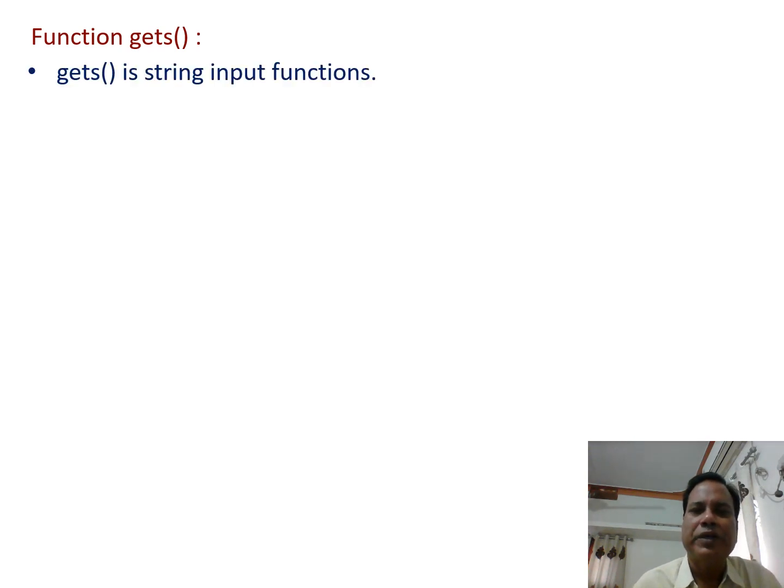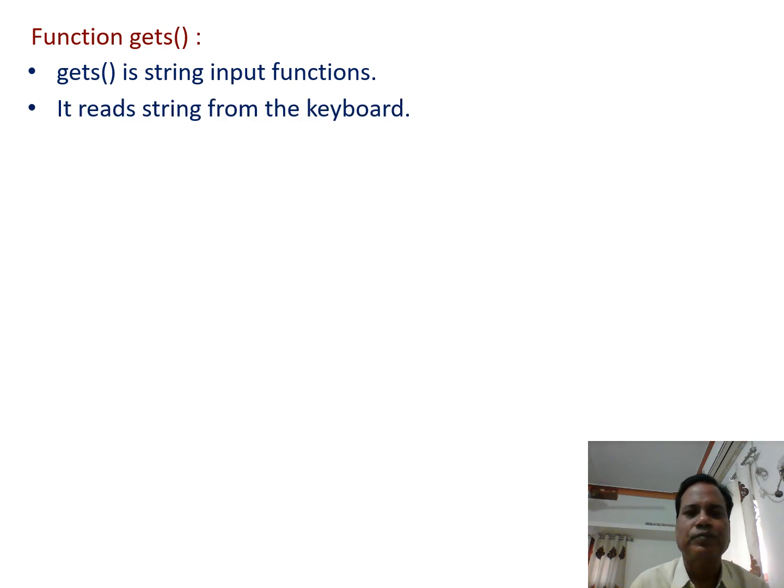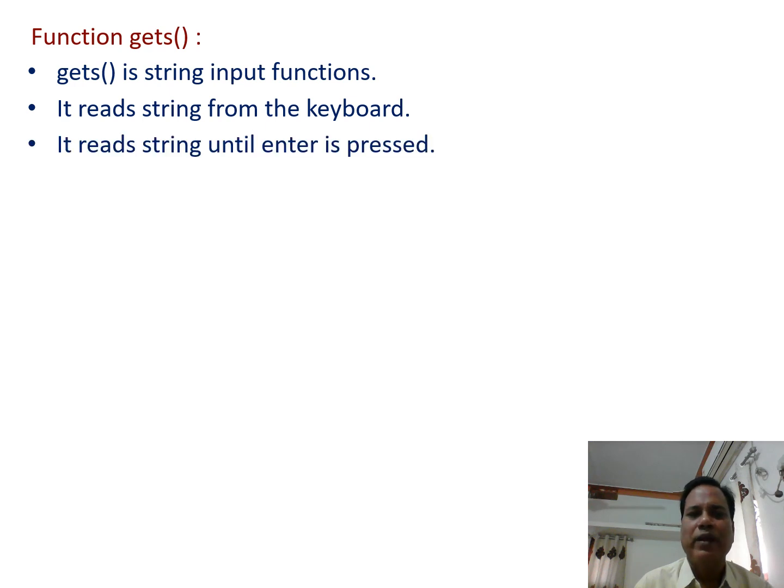gets is the string input function. This function reads a string, not only a single character. Instead of a single character, a number of characters can be read simultaneously using gets. It reads a string from the keyboard. It reads a string until the enter key is pressed, because we have to enter the string.